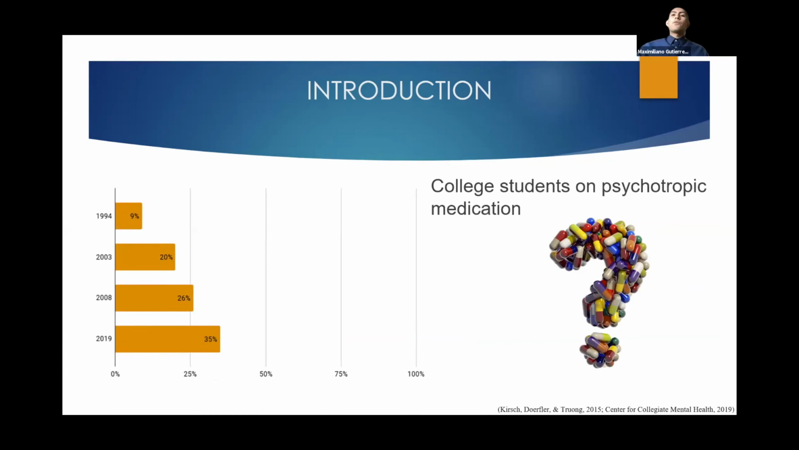In 1994, about 9% of college students were on psychotropic medication. By 2019, this number has risen to about 35% of college students, meaning that 35% of students were using some type of psychotropic medication to help them cope with their psychological problems.